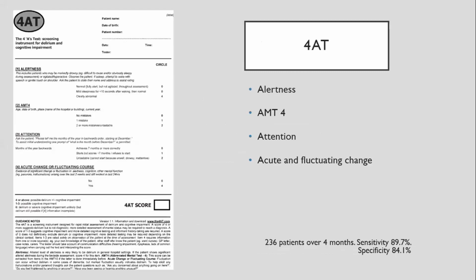The other tool that other hospitals might use, which reportedly is less sensitive and specific but still very good, is the 4AT. So that's looking at somebody's level of alertness, looking at their orientation, looking at their level of attention. So often it's stating the months of the year backwards, and then again the acute change or fluctuating course that we saw in the other tool.